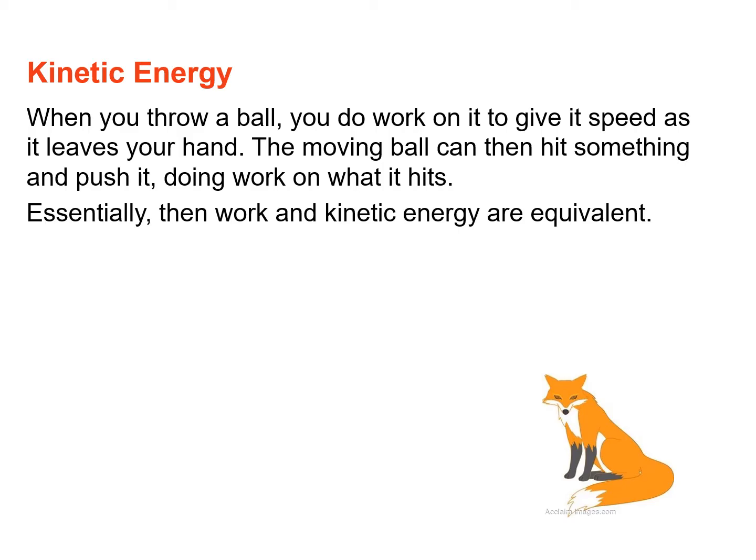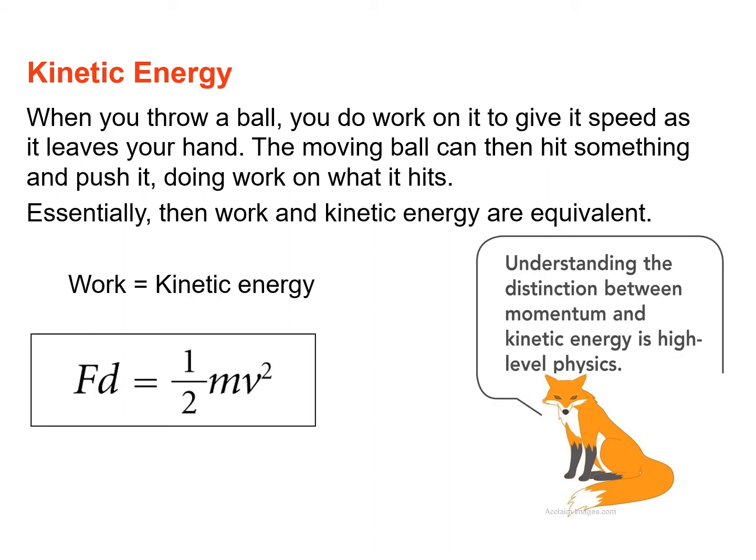Essentially, work and kinetic energy seem to be just interchangeable. Let's say they're equivalent. So if work and kinetic energy are basically the same thing, then let's look at their formulas as being equivalent. So the formula for work is force times distance. The formula for kinetic energy is mv squared over 2. So FD equals 1/2 mv squared.